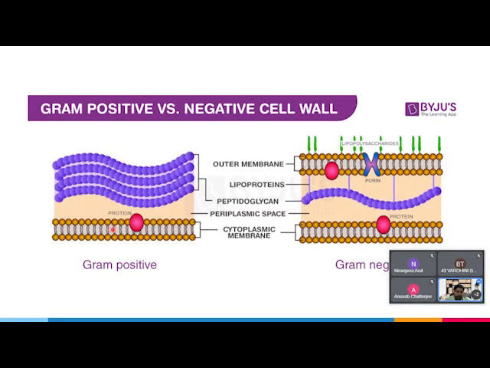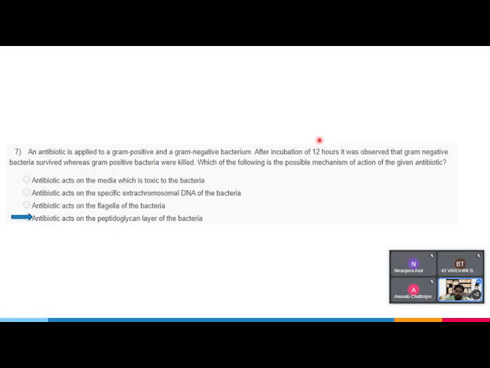Why peptidoglycan? In gram positive bacteria, disruption of the peptidoglycan layer disrupts the cell wall and allows rupture of the bacterial cells and their lysis. Whereas in gram negative bacteria, the peptidoglycan layer is actually protected by the lipopolysaccharide layer. The antibiotic cannot get through the lipopolysaccharide to act on the peptidoglycan, and thus gram negative bacteria are protected from the action of the antibiotic, whereas gram positive bacteria are not. So the antibiotic acts on the peptidoglycan layer of the bacteria.